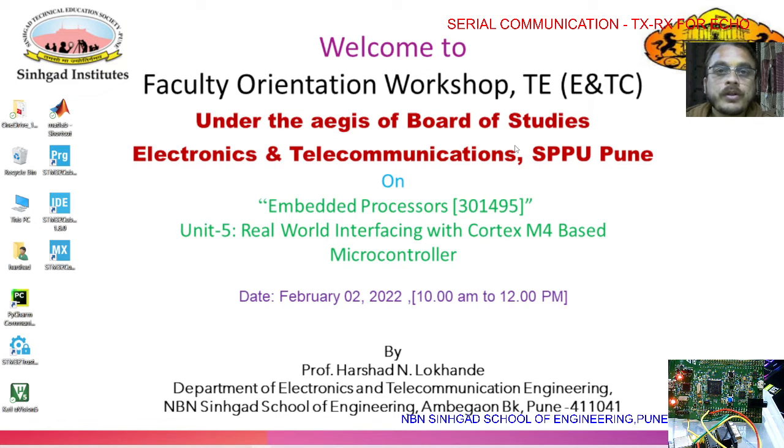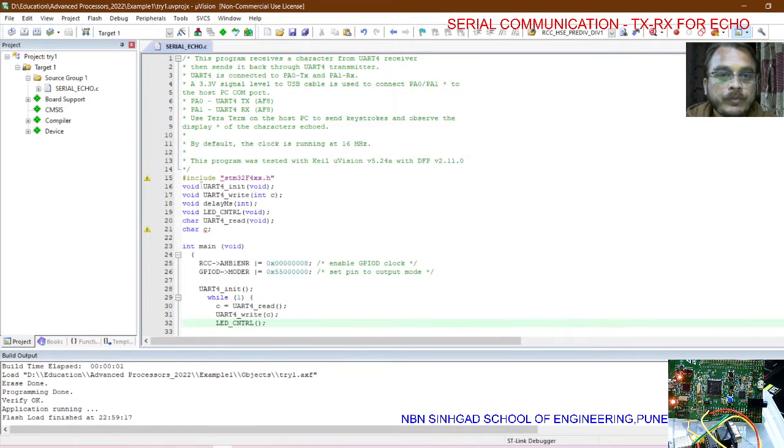Discovery board. In this session, we'll discuss both RX and TX mechanism to receive and transmit characters as echo using serial communication. So let's start. I'm using Keil here, and I have configured a complete project. This is the code. In this code, UART4 is used for transmission and reception purpose. PA0 pin will be accessed as a TX and PA1 will be considered as RX.